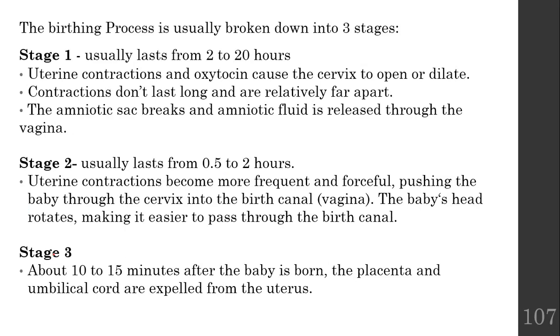Now, stage 3, this stage of birth is actually after the baby is born. So the baby is born, the umbilical cord would be cut. Uterine contractions continue to occur, and the placenta and umbilical cord detach from the uterus and are expelled from the uterus. Sometimes this is known as afterbirth. The placenta and the umbilical cord. And again, this happens after the baby is born, usually 10 to 15 minutes later.